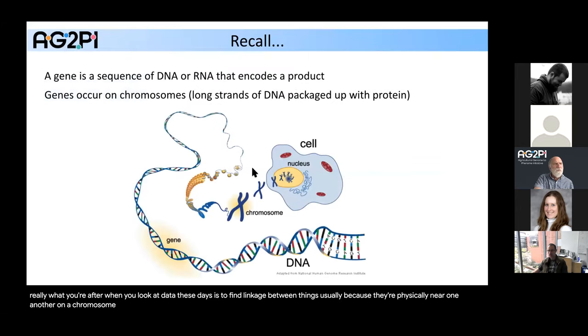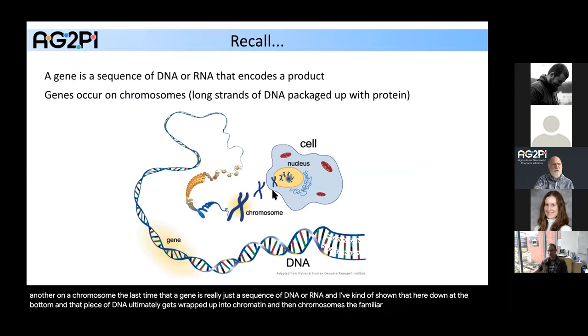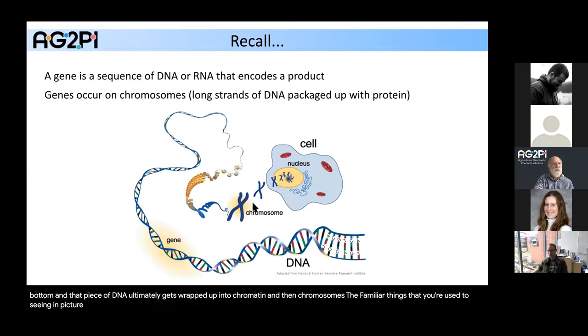So you'll recall from last time that a gene is really just a sequence of DNA or RNA, and I've kind of shown that here down at the bottom. And that piece of DNA ultimately gets wrapped up into chromatin and then chromosomes, the familiar things that you're used to seeing in pictures and in movies and that sort of thing. And the fact that these genes occur on chromosomes allows them to be packaged up and separated when cells divide, and in particular, separated when cells go to form gametes.